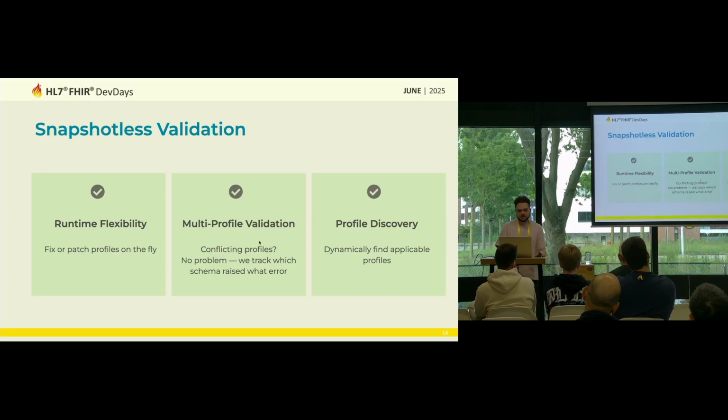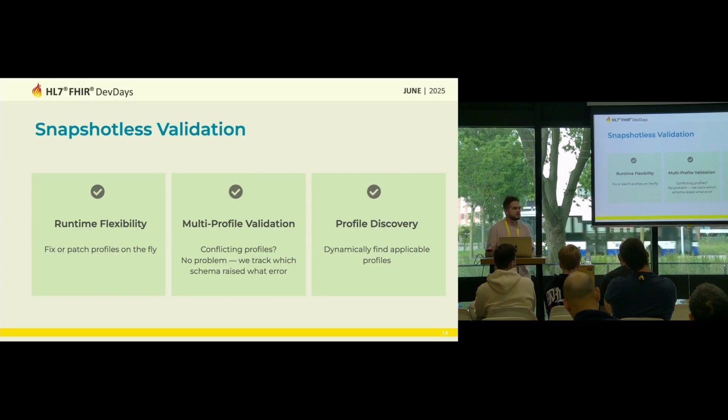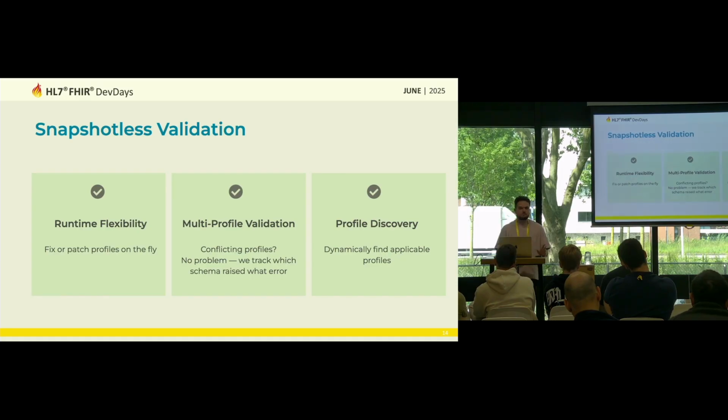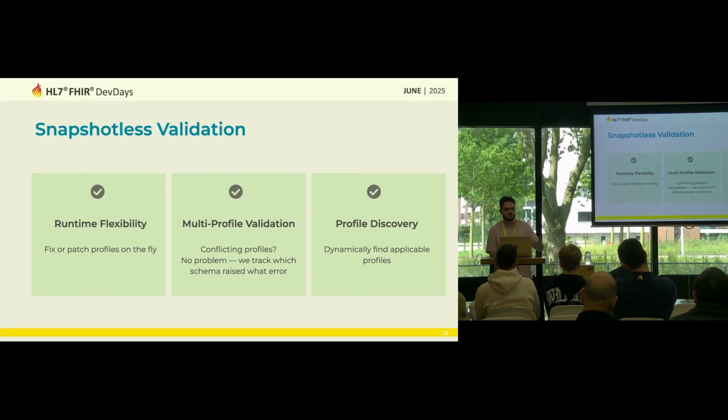We can validate multiple profiles simultaneously, so you can just throw in, I don't know, US Core, mCODE, whatever else, tons of profiles, and whenever errors are produced, you will see errors from these specific schemas and profiles. And also it allows you to perform profile discovery. You can throw tons of different profiles at your data and see which of them is valid, so you can discover applicable profiles for your data.